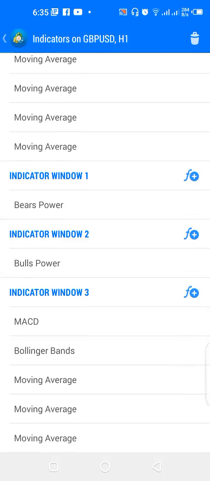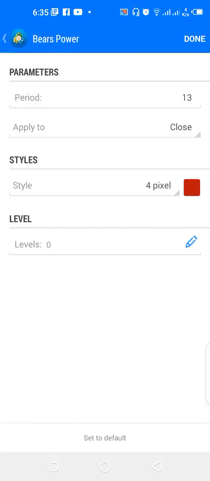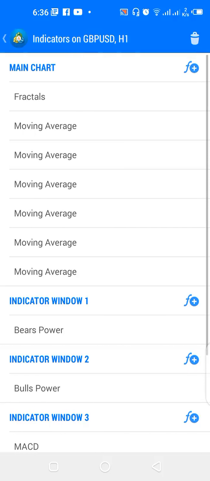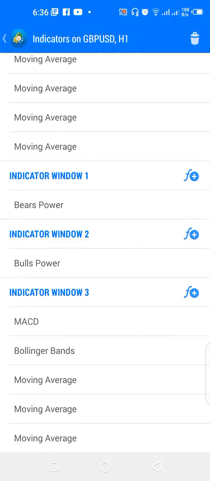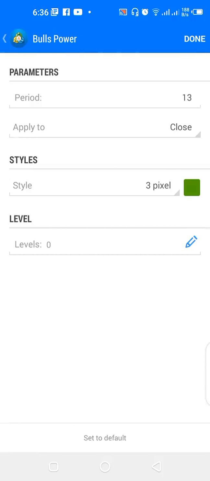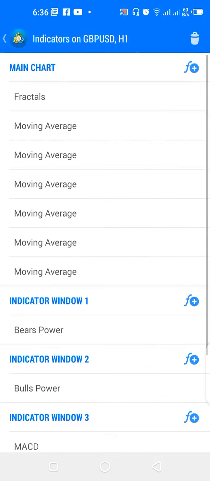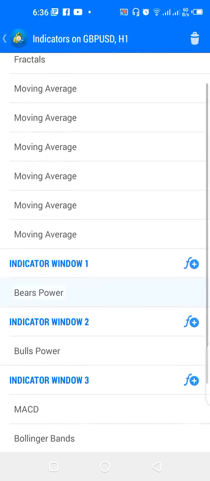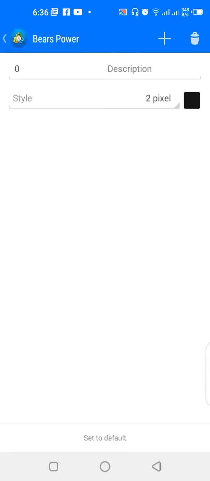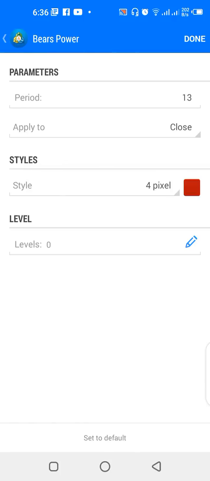Now for indicator window 1, we have the Bears power. Period is 13, applied to close, color is red. And in indicator window 2, we have Bulls power. Period is 13, applied to close, color is green. For the Bears and the Bulls power, you have a 0 level. For the Bulls power as well, you have a 0 level.